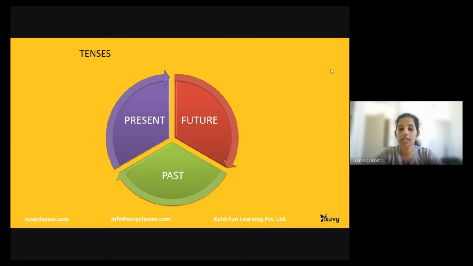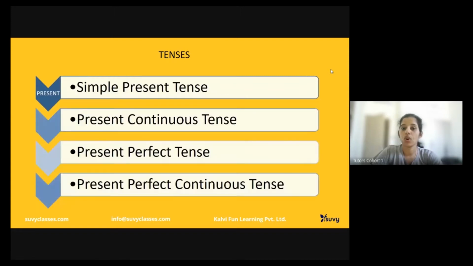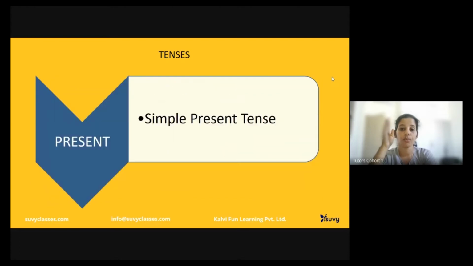So yes, I will show you, there are four types of tenses in the present tense. There is the simple present tense, then present continuous tense, present perfect tense, and present perfect continuous tense. Okay, so these are the four tenses. Before we jump into all, first we will do it one by one, so that we don't confuse ourselves. So the first one is simple present tense.